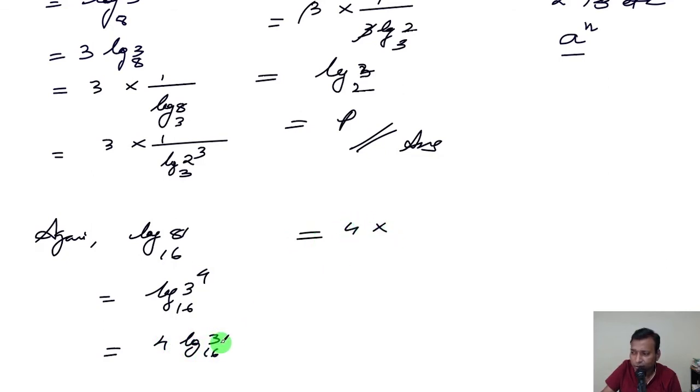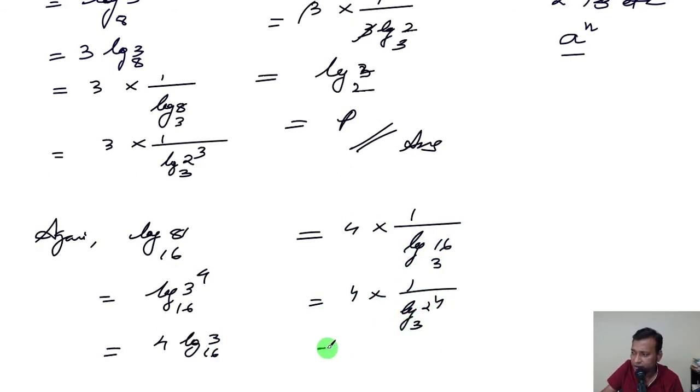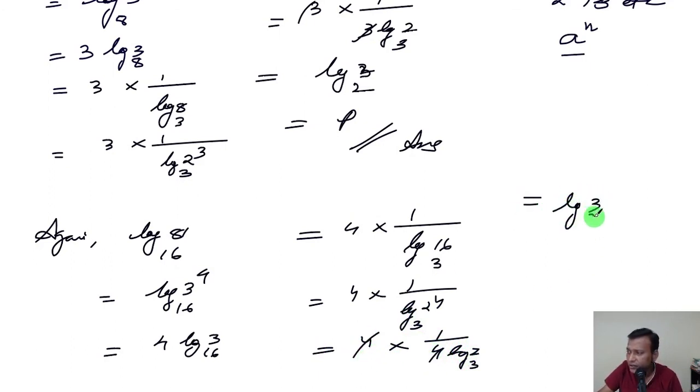Now we will change the base. Why we will change the base? Because 16 can be written as a power of some number, say 2 power 4, that is why. So now 16 to the base 3, this equals 4 into 1 by log 2 to the power 4 to the base 3. 4 into 1 by 4 log 2 to the base 3, the 4 and this 4 cancel, log 3 to the base 2, which is equal to p. This is our answer.